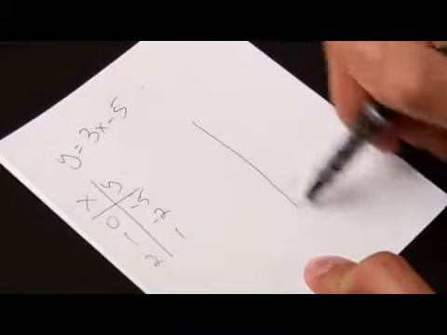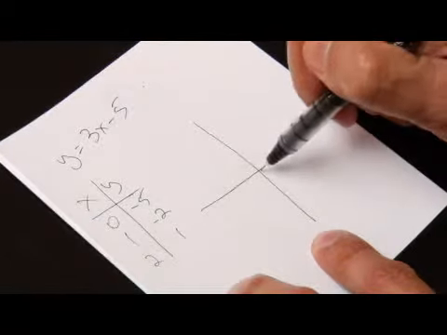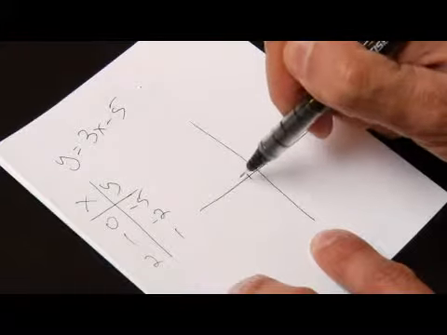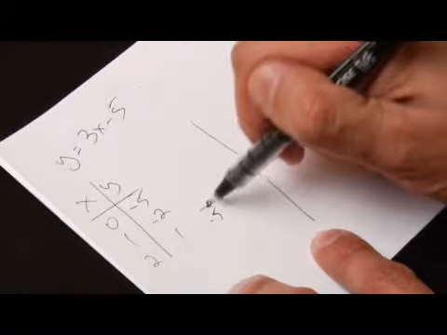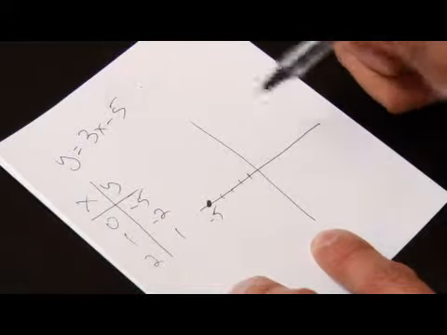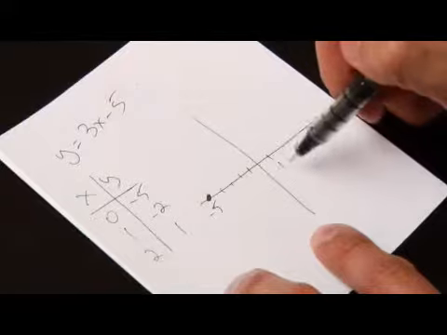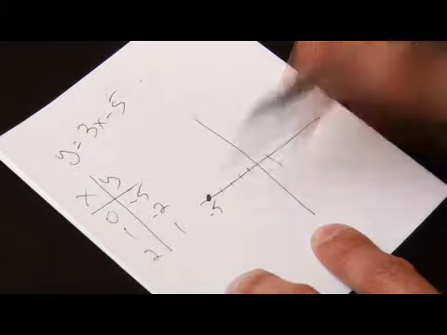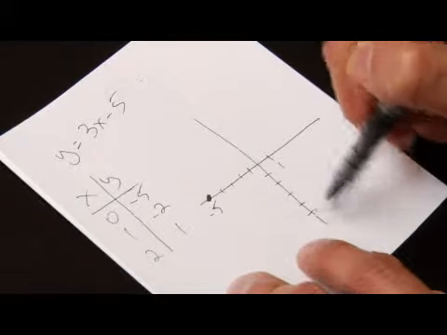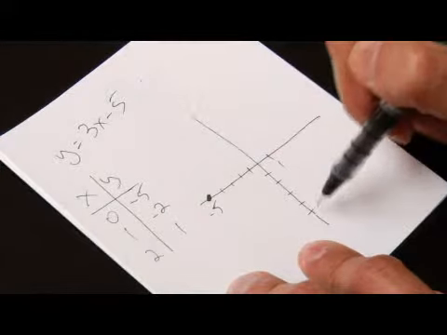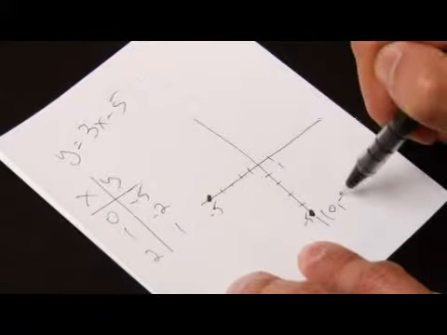And then we go ahead and graph it on our coordinate graph, which we have x is 0, y is negative 5, so negative 1, negative 2, negative 3, negative 4, negative 5. I'm sorry, x is 0, y is negative 5, so 1, 2, 3, 4, 5. Negative 5, so this would be the point for 0, negative 5.